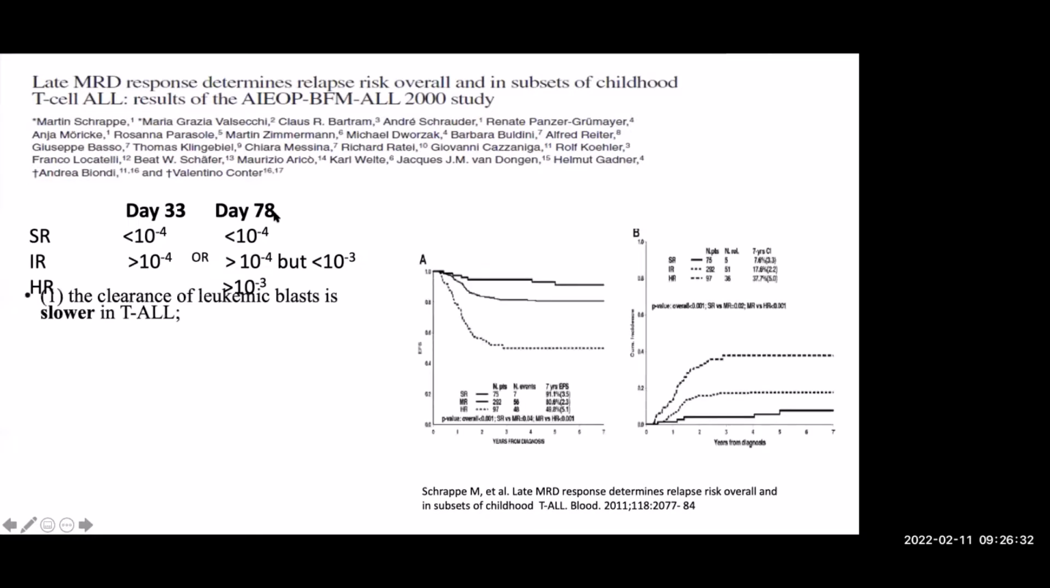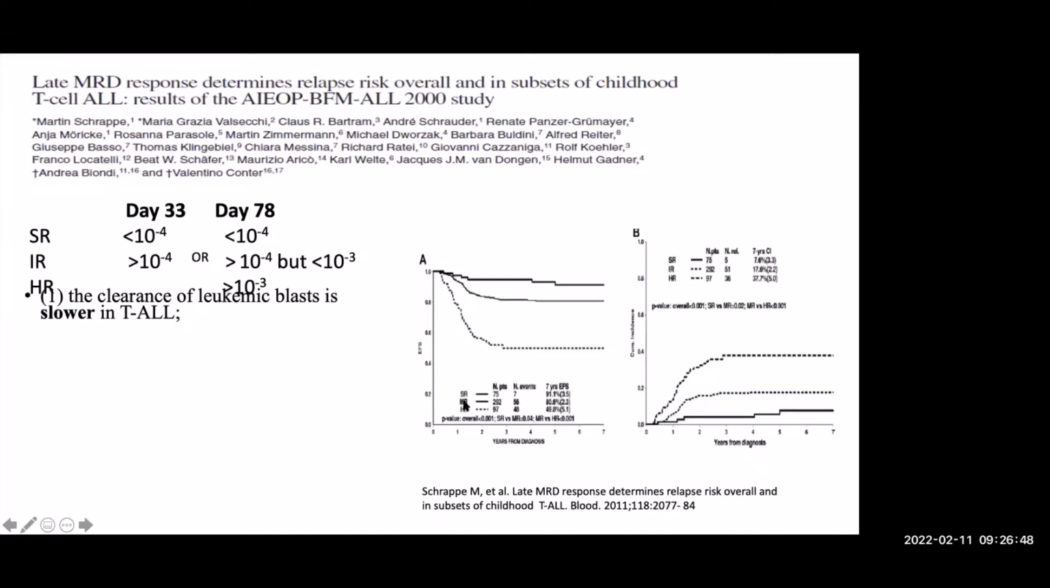Coming to the outcomes with the MRD, this is a study of BFM done in the childhood T-ALL group. Patients were randomized into standard risk, intermediate, and high risk. High risk patients are those who had MRD positivity at day 78, and standard risk are patients who had MRD negativity both at day 33 and day 78, and intermediate are those who have MRD positivity at day 33 but MRD negative at day 78.